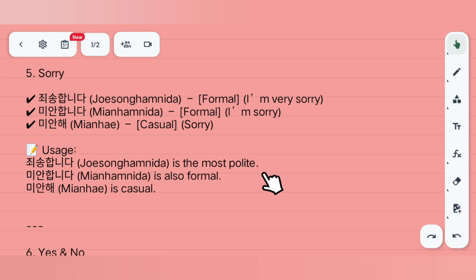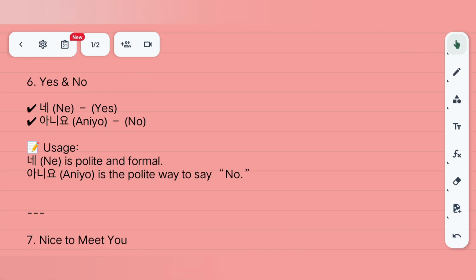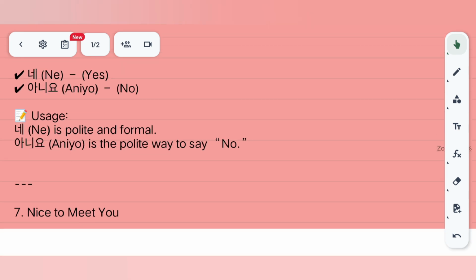죄송합니다 is the most polite. 미안합니다 is also formal and 미안해요 is casual. You can use it according to the situation. Next one is yes and no. How do we say yes? It's ne. Next is no. For no, we say 아니요. Ne is polite and formal, and 아니요 is a polite way to say no. But we use ne and 아니요 in both formal and informal situations.